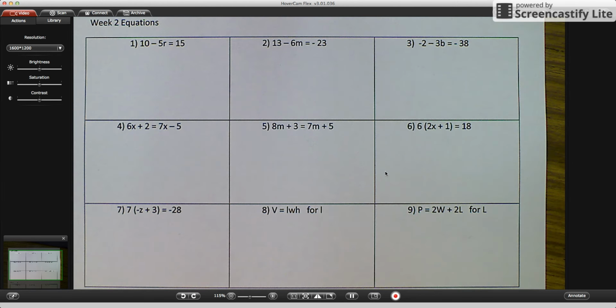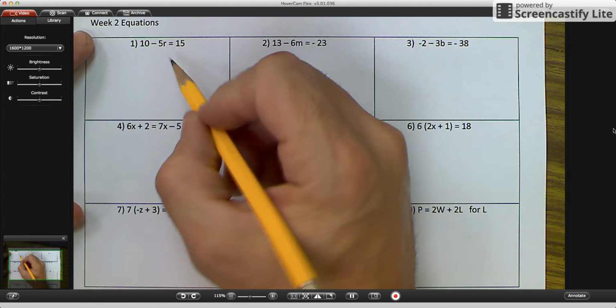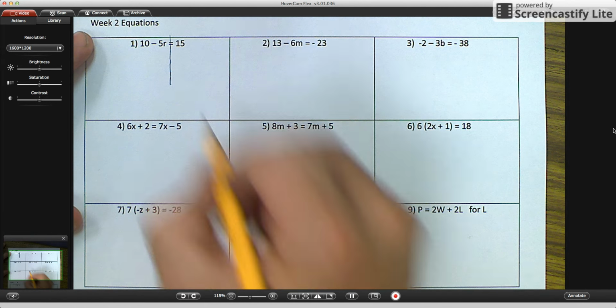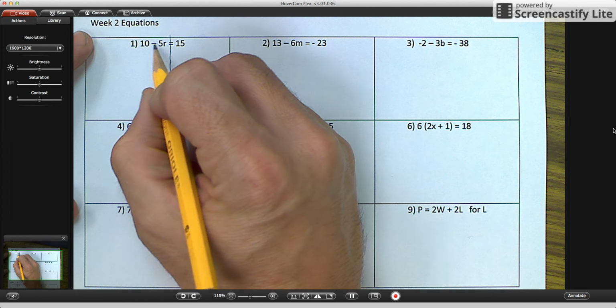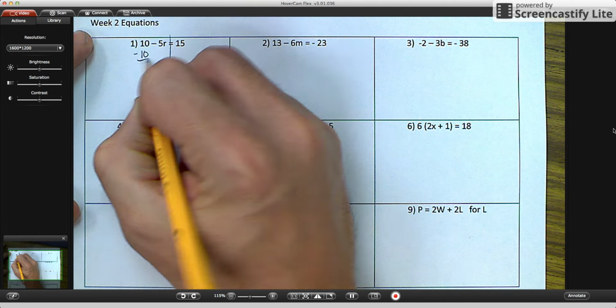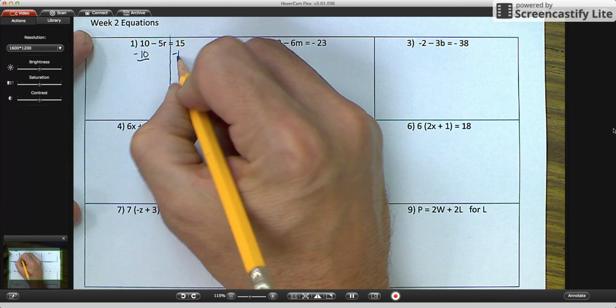Okay, right now we are going to go over the solutions for the 9 equations for our quiz this week. So the first one I'm going to look at, and I'm going to draw my vertical line, and then I'm going to notice that I have a constant, a variable, and a constant. So I'm going to subtract my constant from the left side, subtract it from the right side.